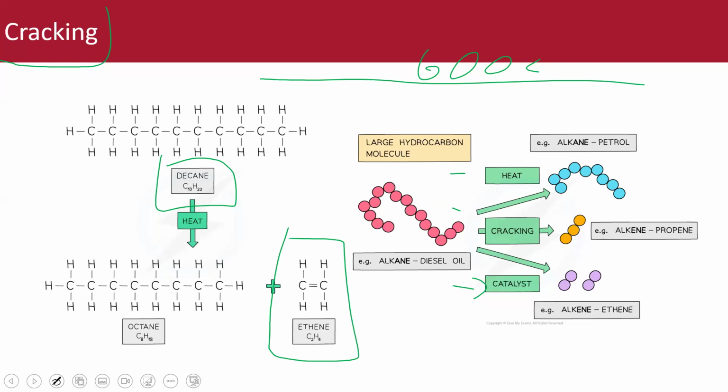Okay, so think about it now. You've got a massive, great big long carbon chain. What you want to do is break it up. And when you break it up, that's called cracking. That is done by heat and a catalyst. When you crack it, you then produce smaller carbon chains that are more useful, and ethene, which is one of the main chemicals in the plastics industry.